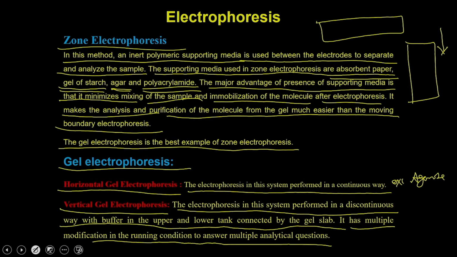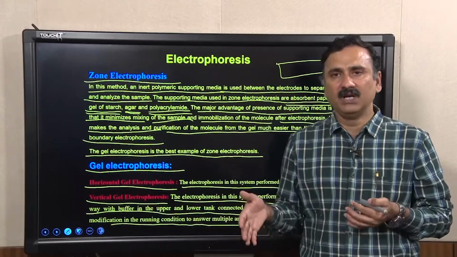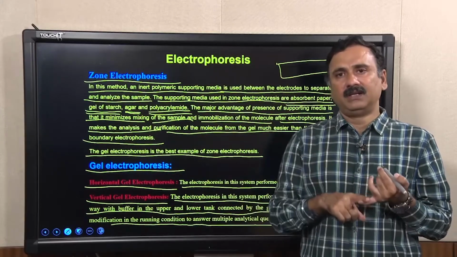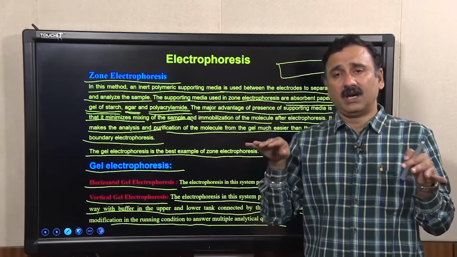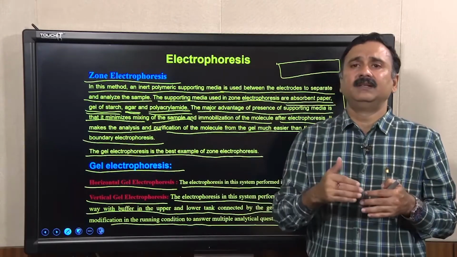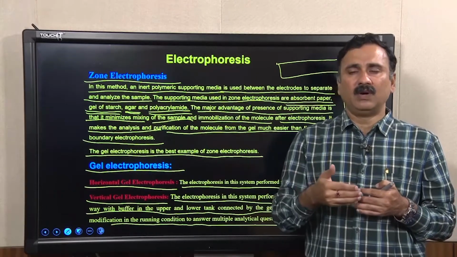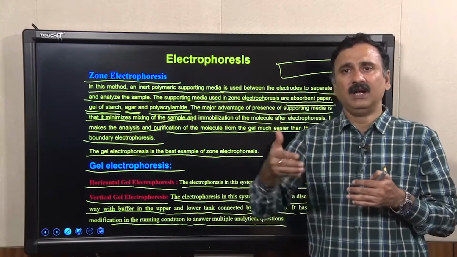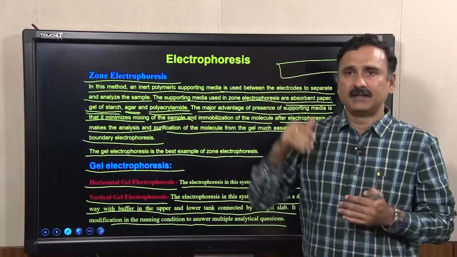So, this zone electrophoresis is also called gel electrophoresis, and gel electrophoresis can be performed in two different modes: either horizontal gel electrophoresis, where the system is continuous, or vertical electrophoresis, where you have a discontinuous system in which the gel is placed between the upper and the lower tanks.